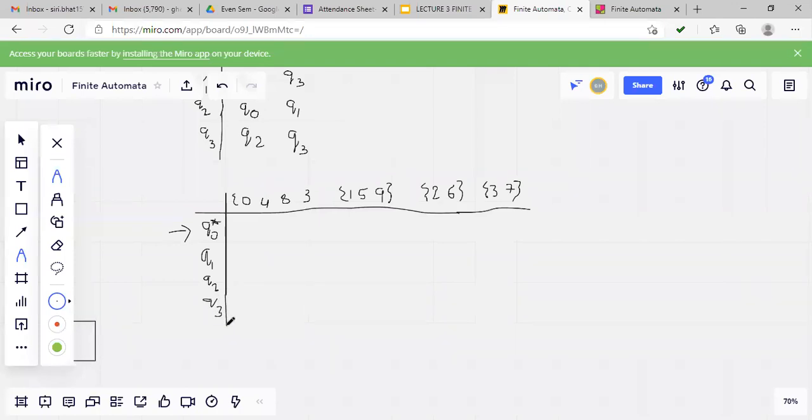Okay, fine. Q0 on 0. So it is 0, 0. When 00 is divided by 4, what is the remainder? You can take any one of these: 00, 04 or 08. If I take 04, the remainder is 0. So what is the state? The state is Q0.